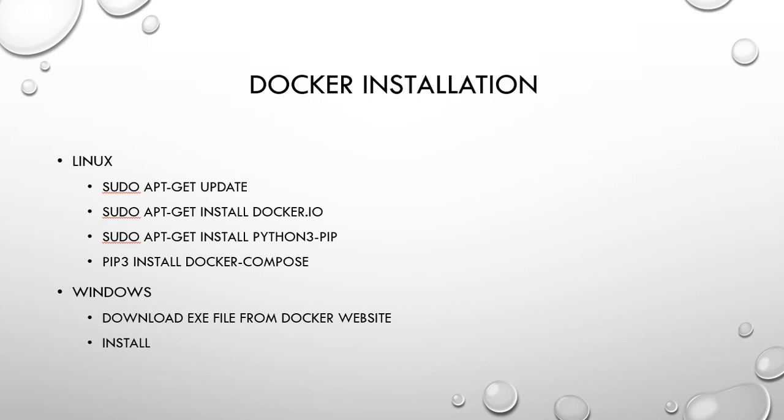For Windows users, you can download the exe file from the Docker website. Once downloaded, just click on that file and start the installation. When the installation completes, you are good to go. So that was about the Docker installation. That was all about Docker today.